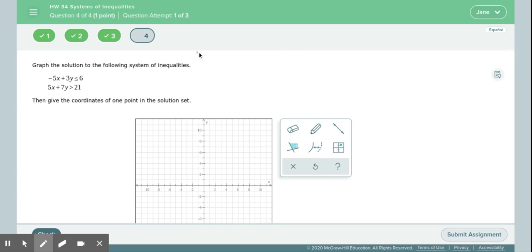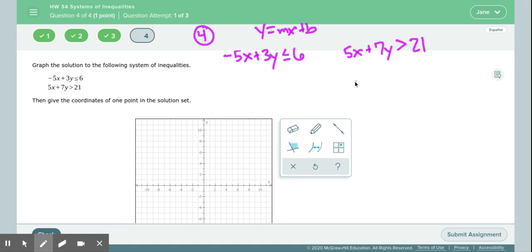All right, but final question, the one that involves the most work. The reason this one involves the most work is because when it comes to graphing our inequalities, we need to have them in the form y equals mx plus b. Both of these inequalities, negative 5x plus 3y is less than or equal to 6, and 5x plus 7y is greater than 21, are in what's called standard form. We need to solve for y.